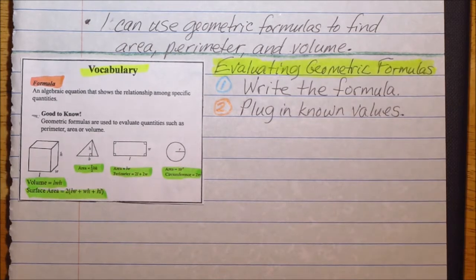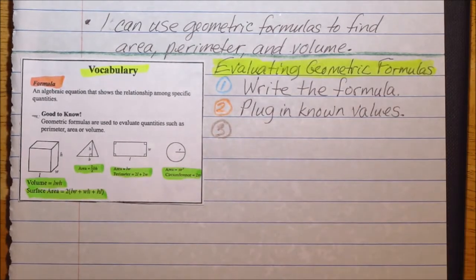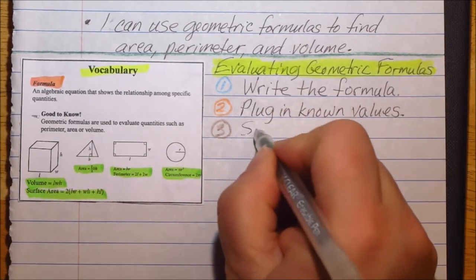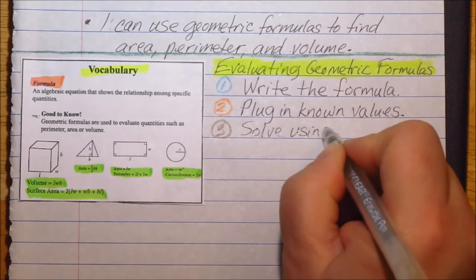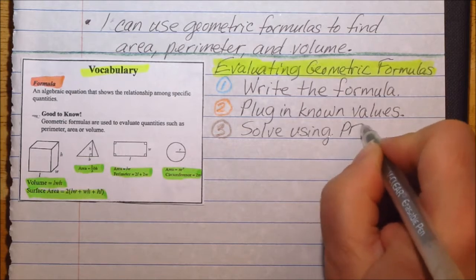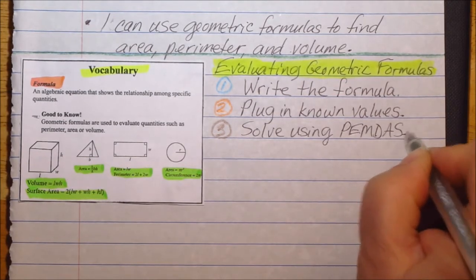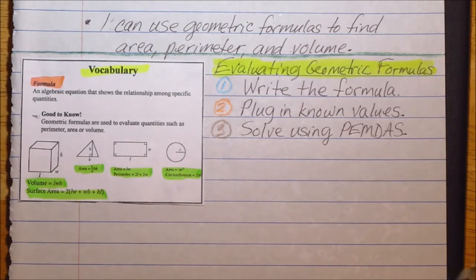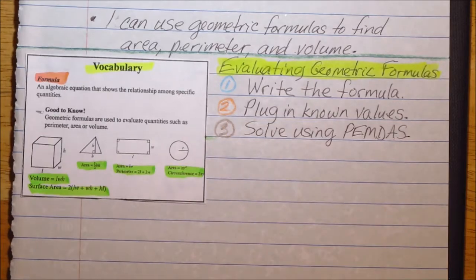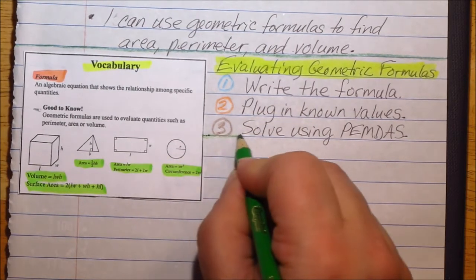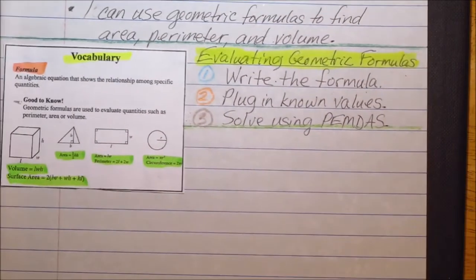And then the third step is solve using order of operations, and I'm just going to say PEMDAS to make that a little shorter. Solve using PEMDAS, order of operations. All right? So those are our steps for what we'll be doing with these new formulas we're going to find.